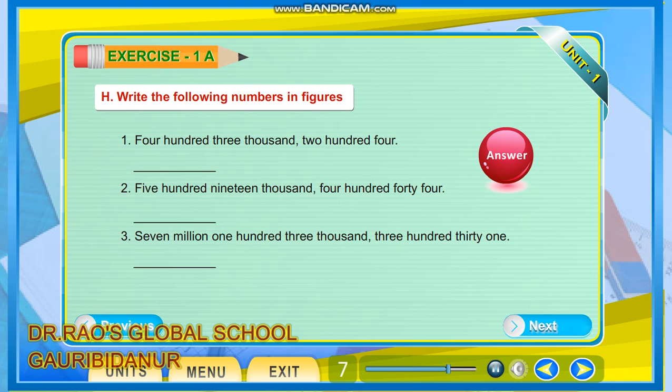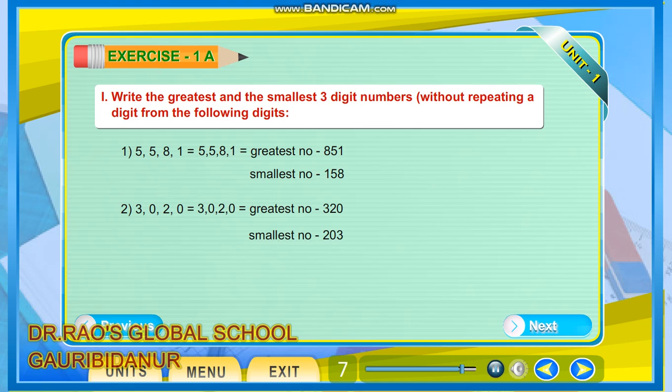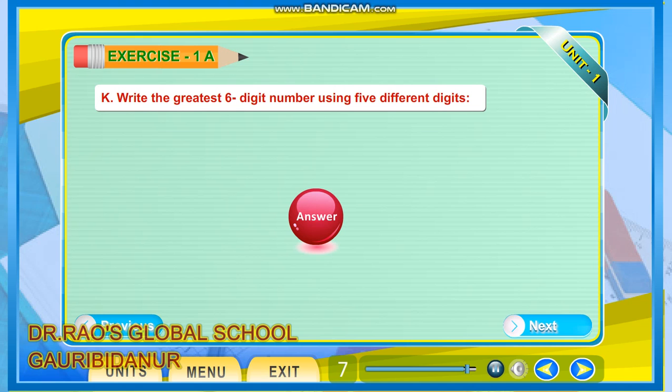H. Write the following numbers in figures. I. Write the greatest and the smallest three-digit numbers without repeating a digit from the following digits. J. Write the greatest four-digit number using all the three digits 6, 2, 5, and you may repeat the digits. K. Write the greatest six-digit number using 5 different digits.